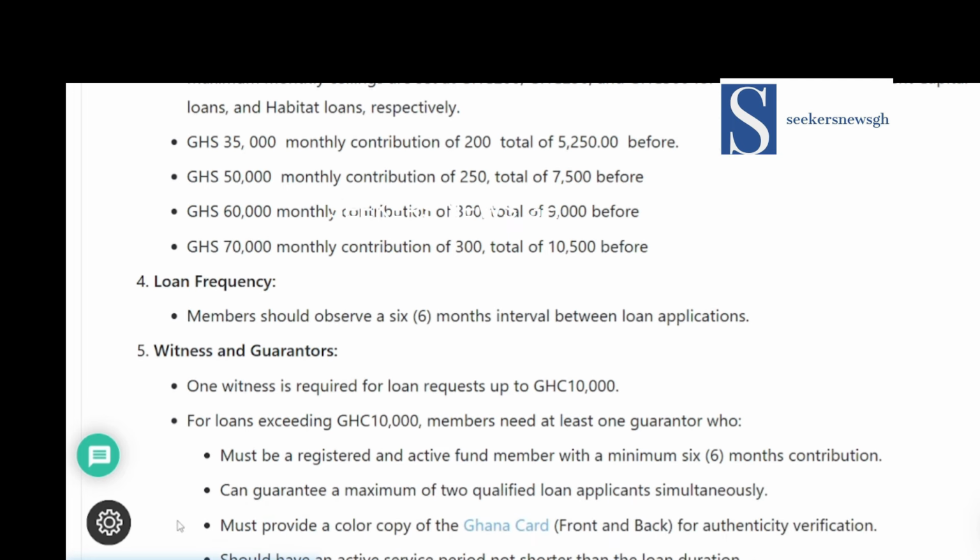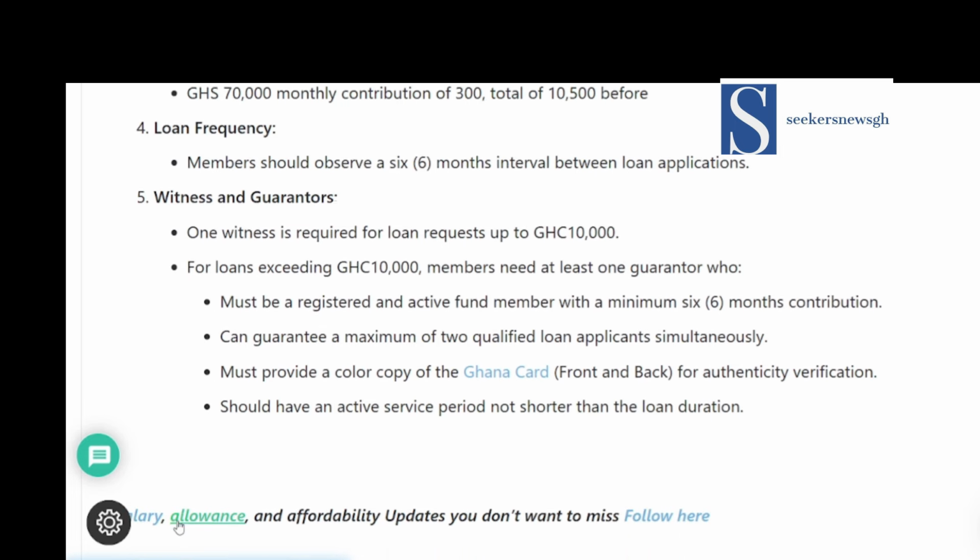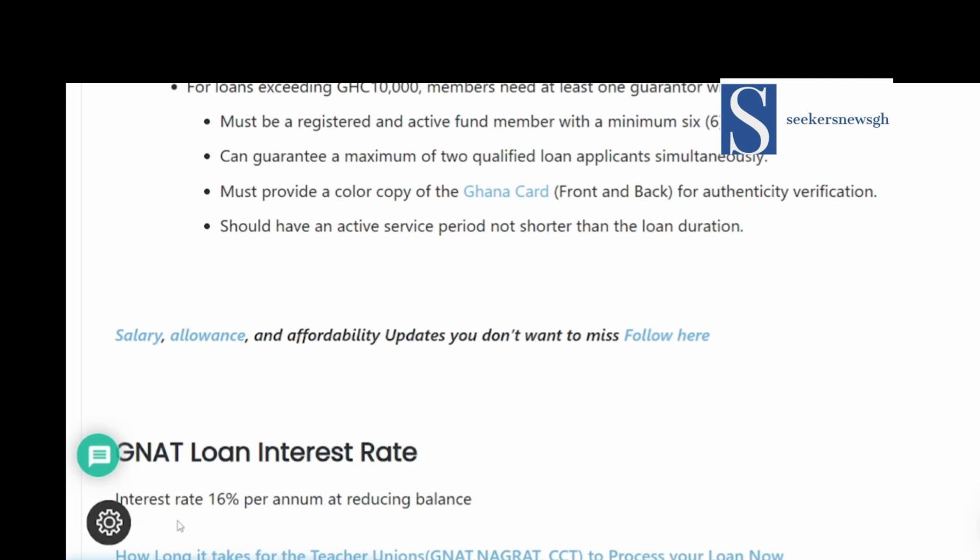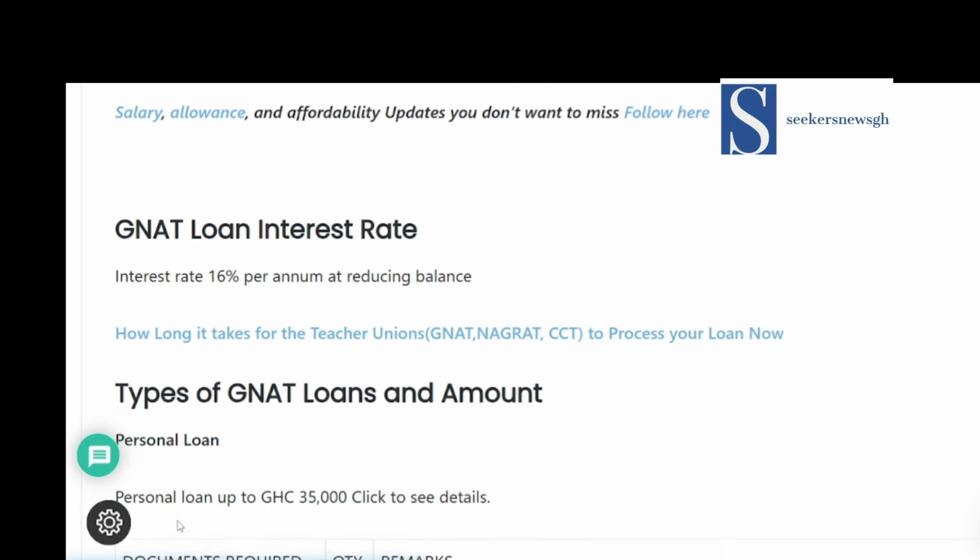All right. Then loan frequency. Members should observe a 6-month interval between loan applications. Then witness and guarantors. One witness is required for a loan request up to 10,000. But if you need a loan exceeding 10,000, members need at least one guarantor who must be a registered and active fund member with a minimum of 6 months contribution. A guarantor can guarantee a maximum of 2 qualified loan applicants simultaneously. They must provide a color copy of the Ghana card front and back, and should have an active service period not shorter than the loan duration. This is Seekers New GH.